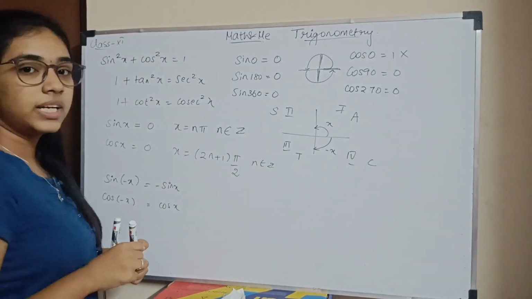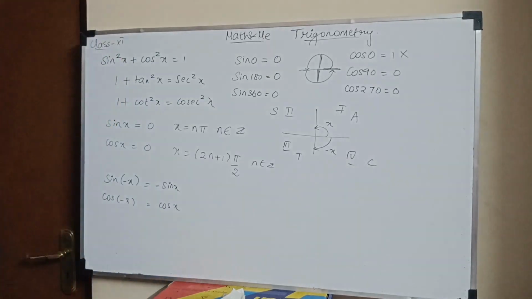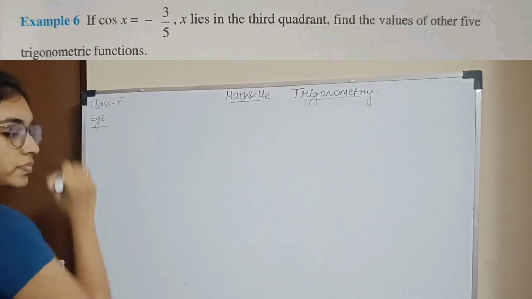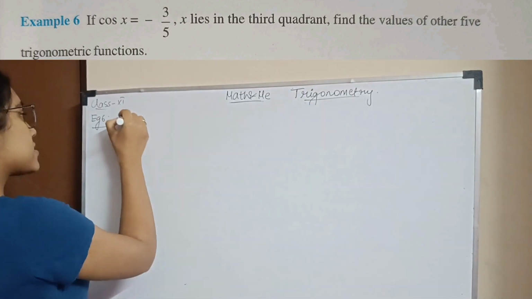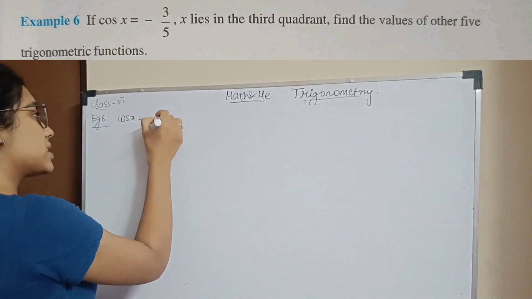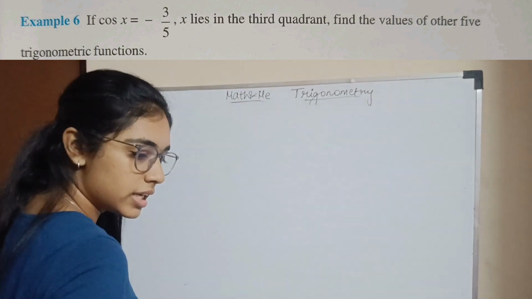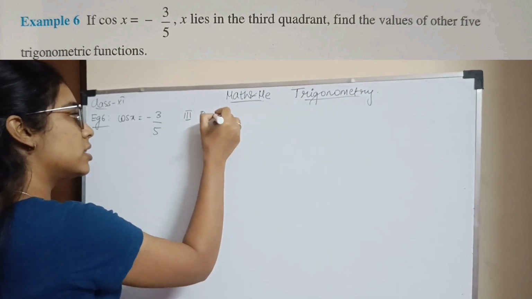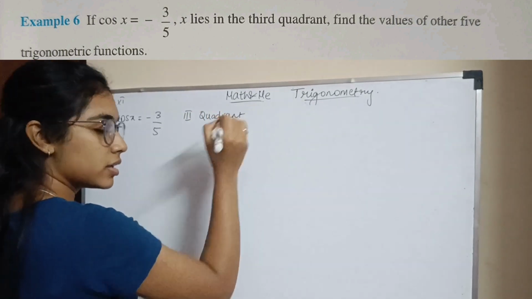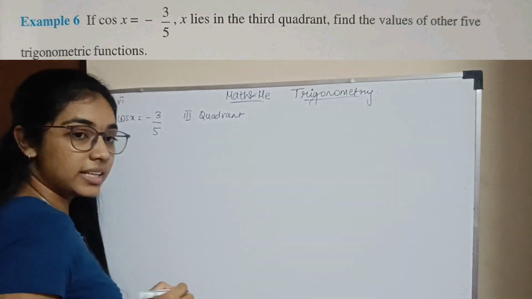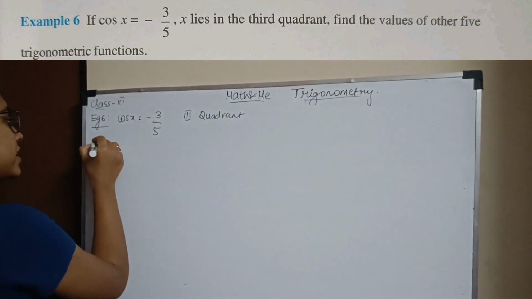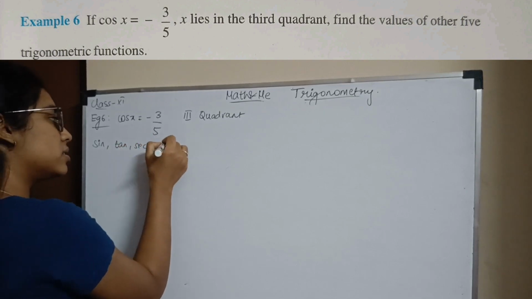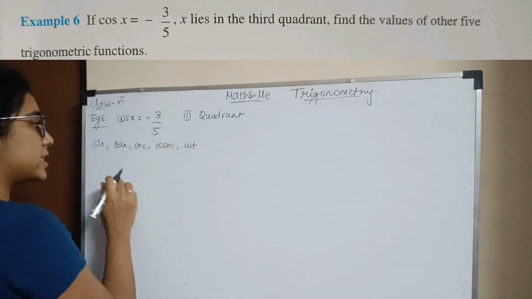Let's solve some example and exercise questions. Okay? Example 6. I have cos x equals minus 3 divided by 5, lies in the third quadrant. It is given in the question, so this lies in the third quadrant. Find the values of other 5 trigonometric functions. What are the other 5? Sin, tan, secant, cosecant and cot. These are the other 5.